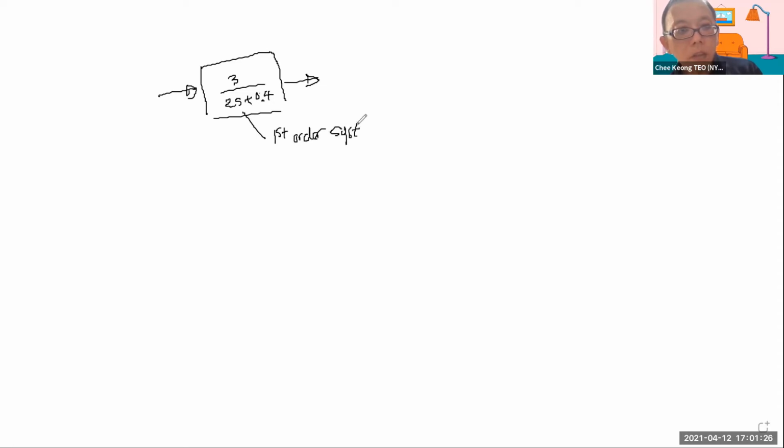Now with a first order system, what is the generic equation? The general equation that we should be comparing to will be K over tau s plus 1, right? Remember this? So now, can I compare these two right now? If I look at the denominator first, because the denominator is always the most important, right? So if I try to equate this with that, 3 over 2s plus 0.4.